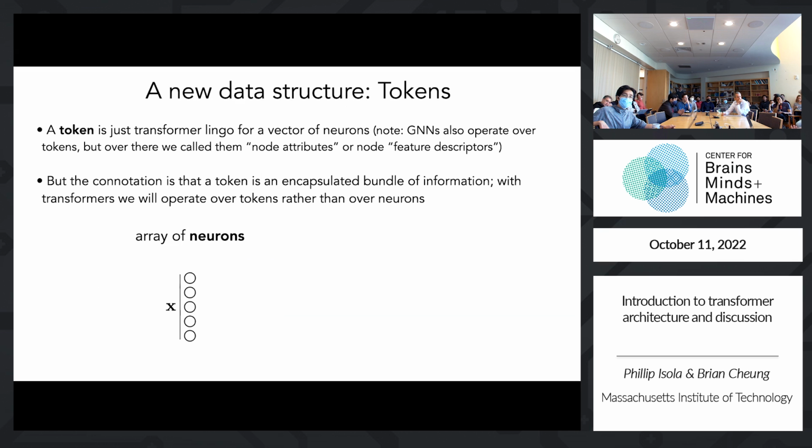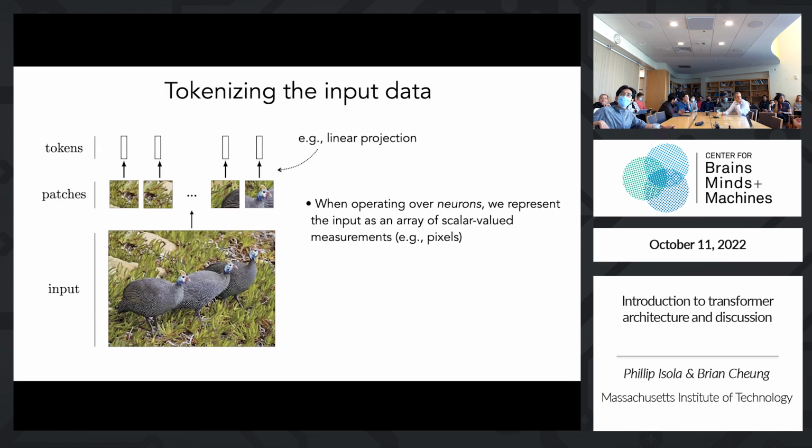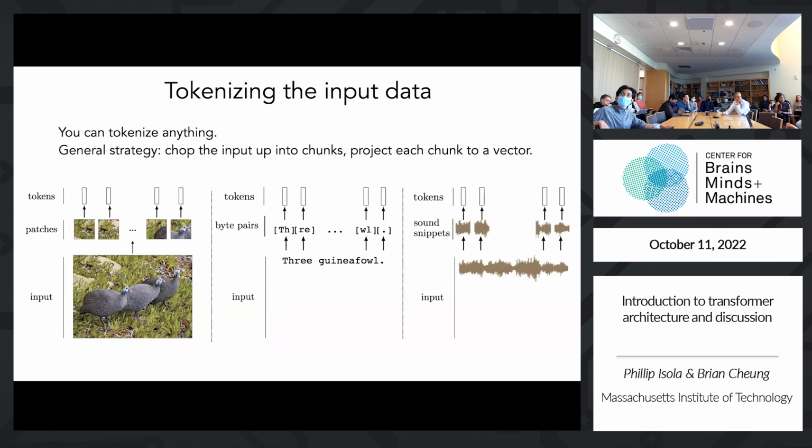Okay, so you can tokenize anything. That's often a linear projection. We used to operate over neurons, now we operate over tokens. And just a few more examples. Whenever you can take your signal and chop it up into chunks and project each chunk to a fixed dimensionality vector, then you can tokenize that data.